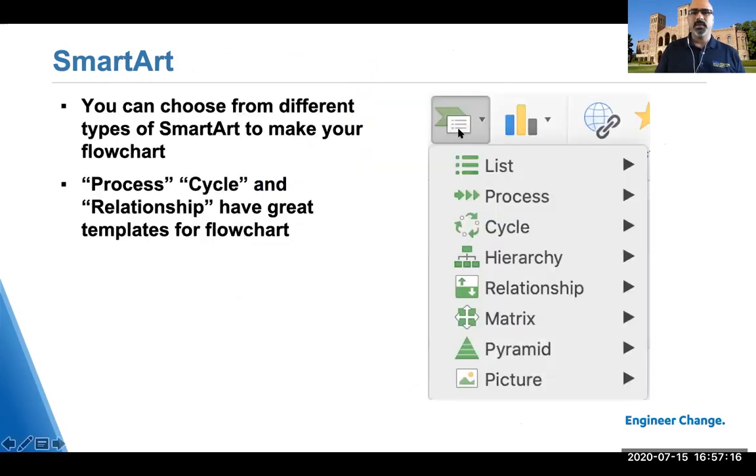Oops, sorry about that. So what you do with SmartArt is you click here, and there are different options, as you can see from the drop-down menu. You can do a process, a cycle, a relationship, a matrix, a pyramid, and you can also use pictures. So all of these are options.